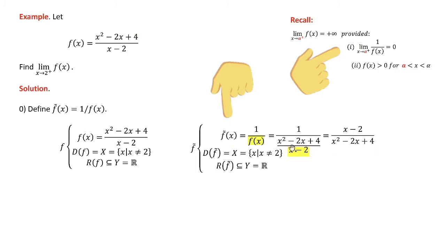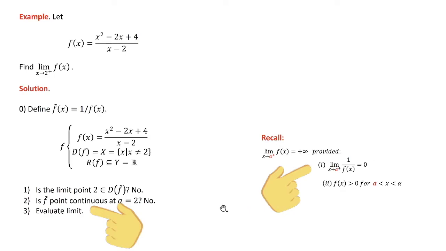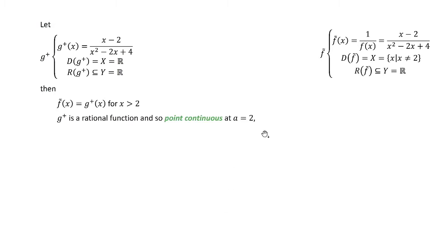Okay, so now that we have our function, we can start looking at evaluating the limit. Is the limit point in the domain? No. So can I use point continuity to evaluate the limit? No. Okay, that's fine. It just eliminates that possibility. We know we have to use the extension theorem. So we want to evaluate the limit, and the tool we have is the extension theorem.